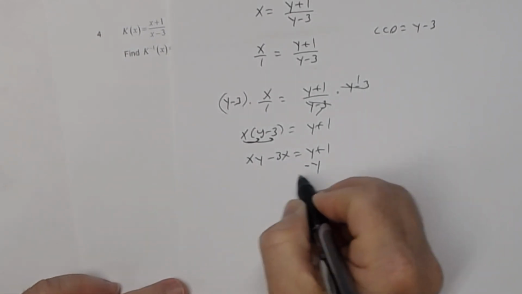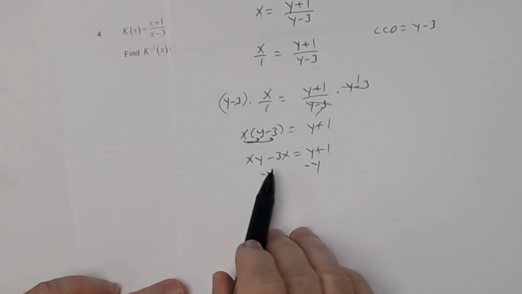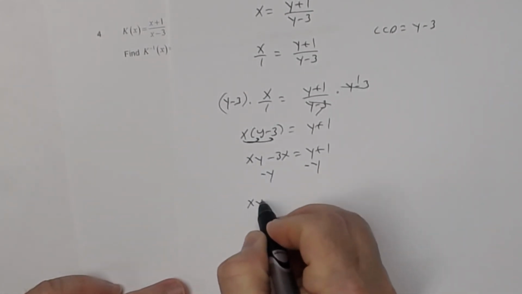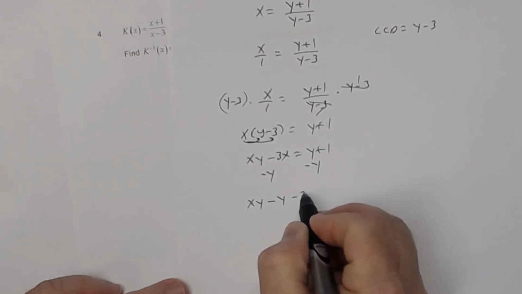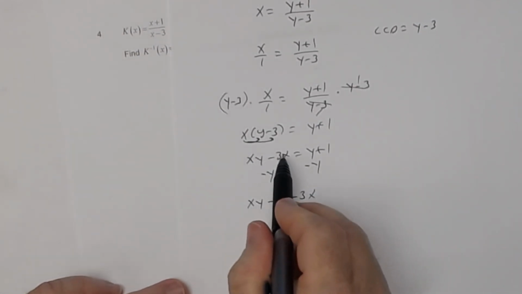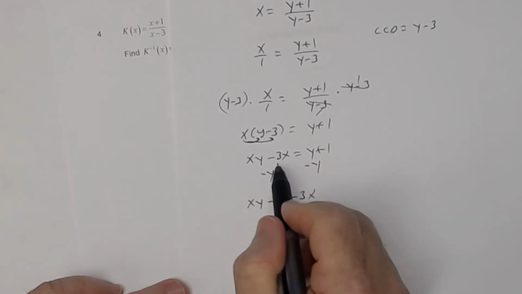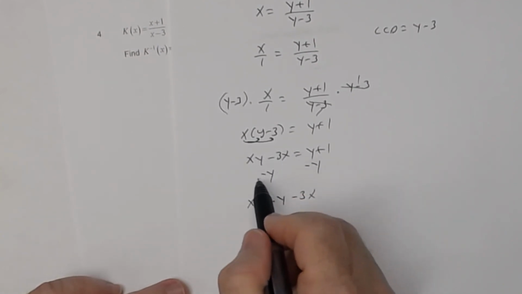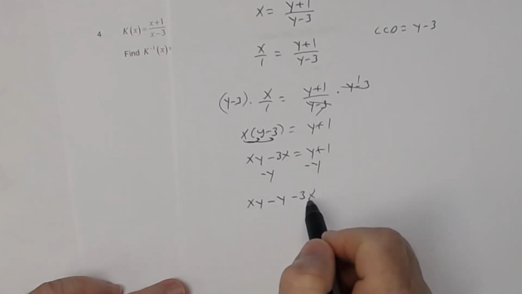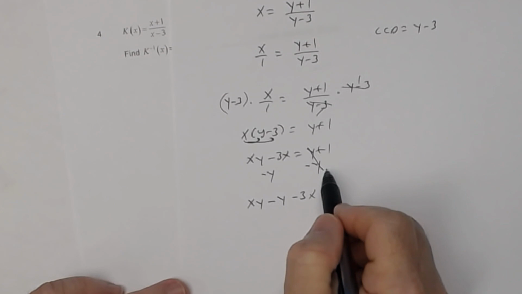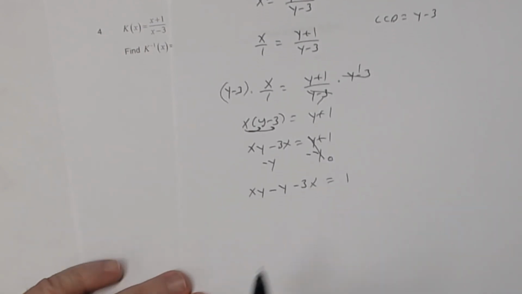So let's subtract y from both sides. Now be careful here. You have 3 things here: xy minus y minus 3x. So 1, 2, 3, 1, 2, 3. All I'm doing is combining like terms. These 3 terms I cannot combine, so that's what I have here, equals, and then when I combine these, y minus y is 0, and you're left with 1. So that's where I'm at.